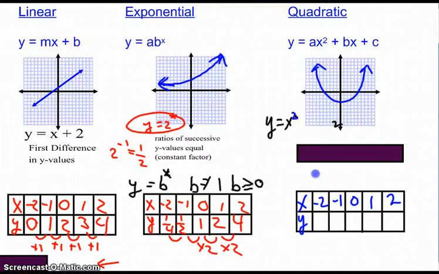So when you plug in 0, what is 0 squared? 0. And what is 1 squared? 1. And what is 2 squared? 4. But what is negative 1 squared? 1. And negative 2 squared? 4. Good. So we see that symmetry that we're used to seeing, right?